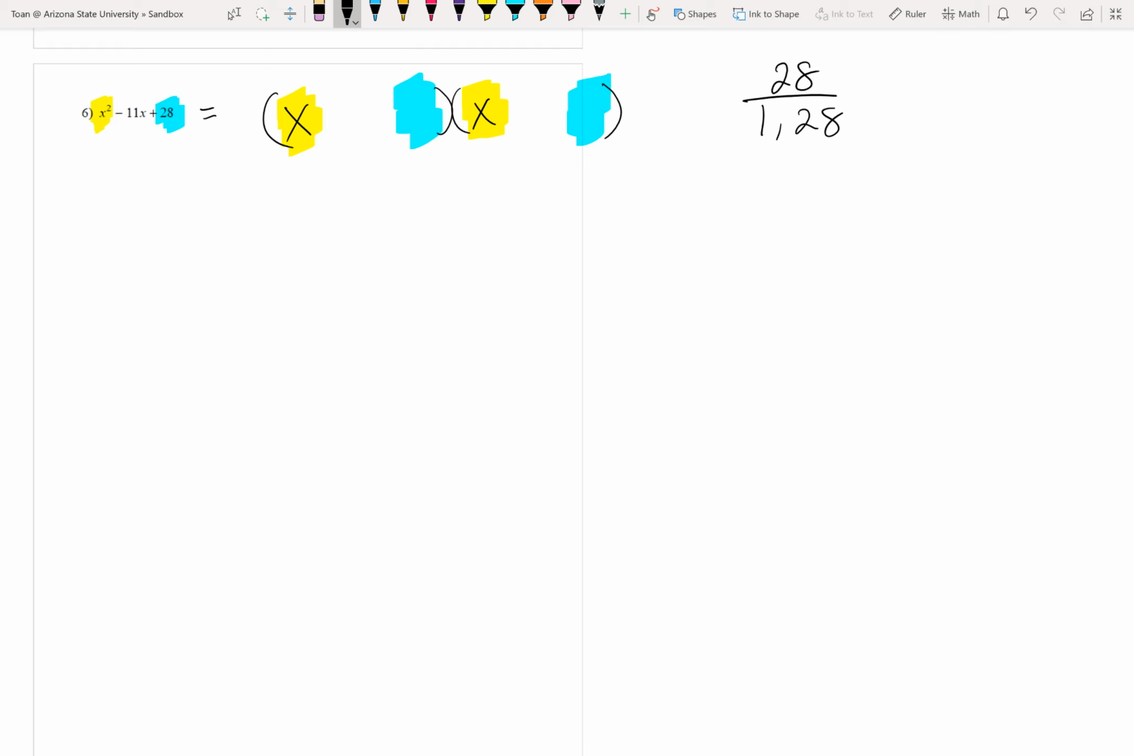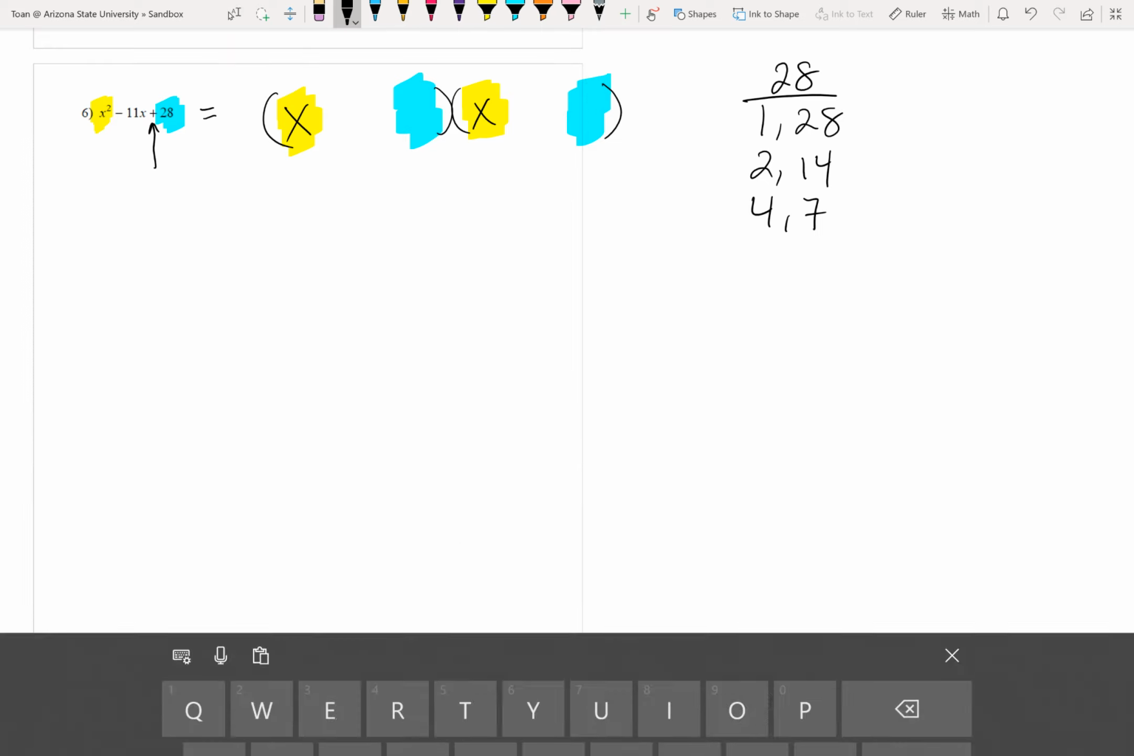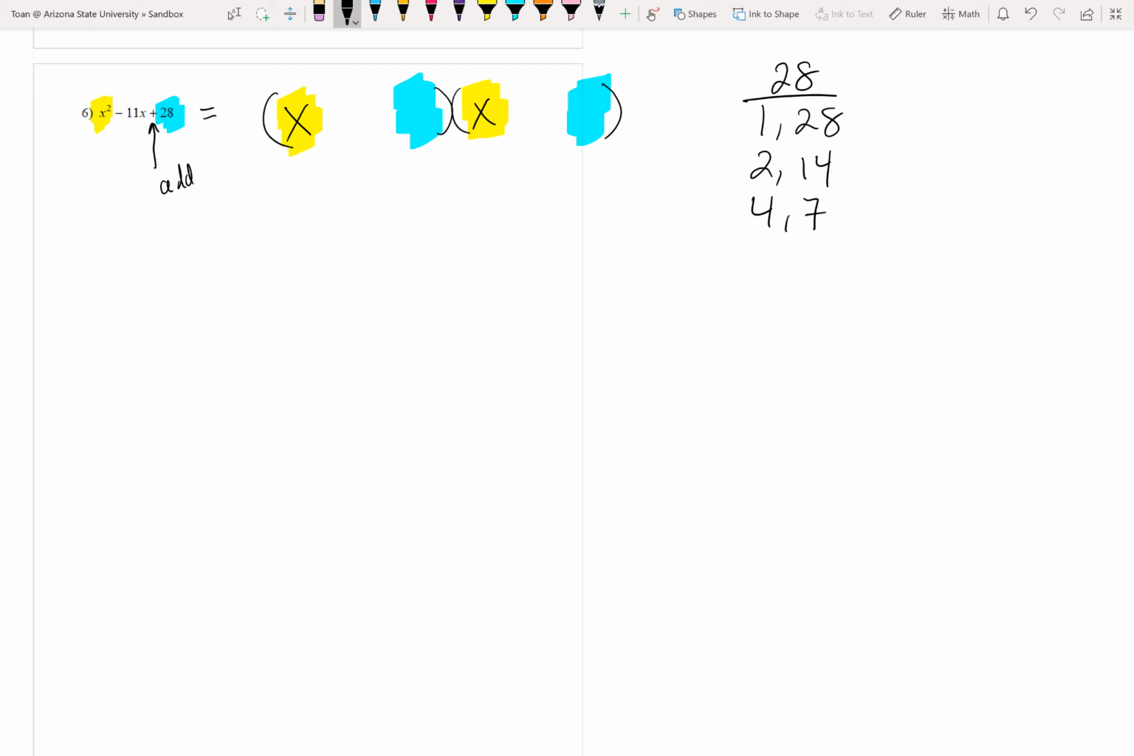Does 2 go into 28? Sure. 2 and 14. What about 3? No. What about 4? 4 and 7. What about 5? No. What about 6? No. What about 7? Since I've already written down 7 here, I know this is the complete list. You can stop. Next, what you want to do is look at the last symbol. So that tells you to add. So this is your logic.